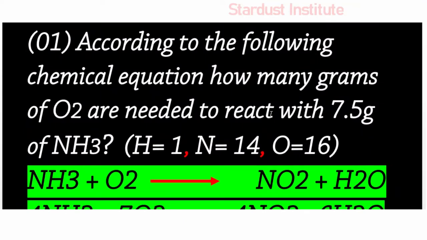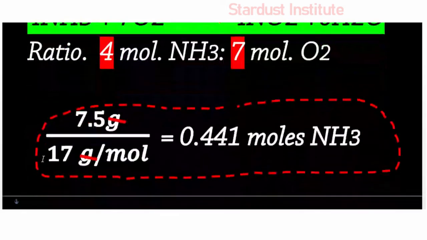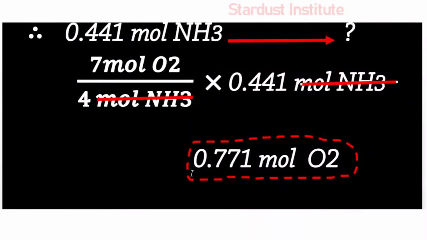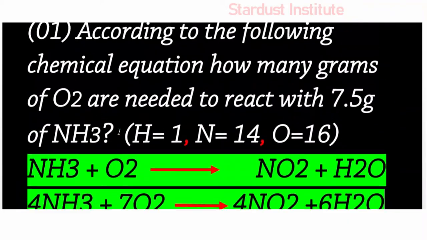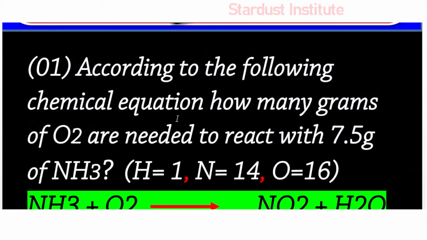To react with 7.5 grams of ammonia, 0.771 moles of O2 are needed. But we have been asked how many grams of O2 are needed. We have found moles of O2. Now we have to convert that moles of O2 to grams of O2.